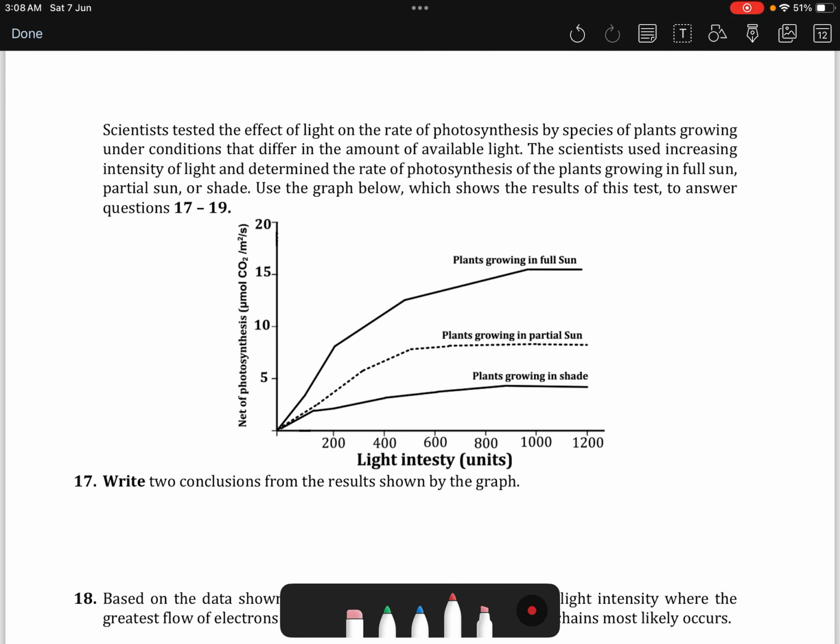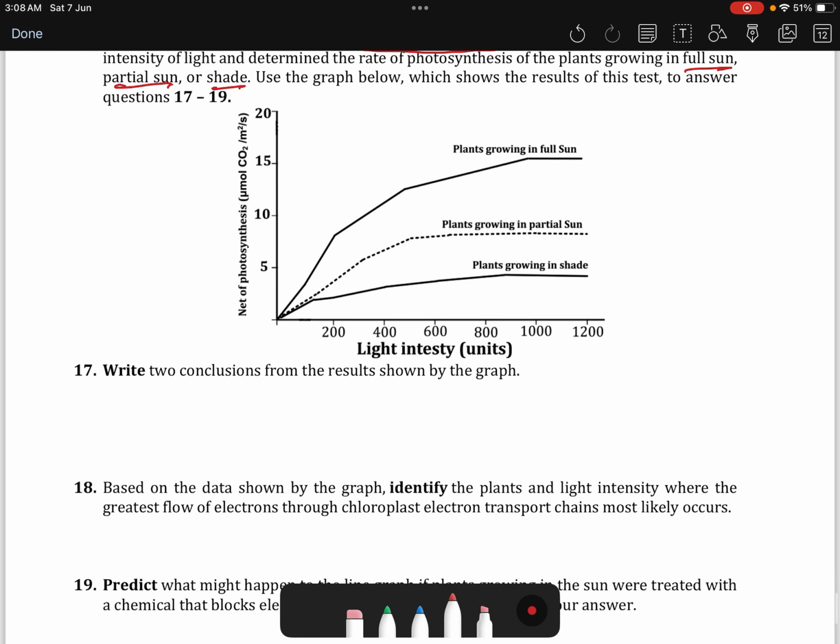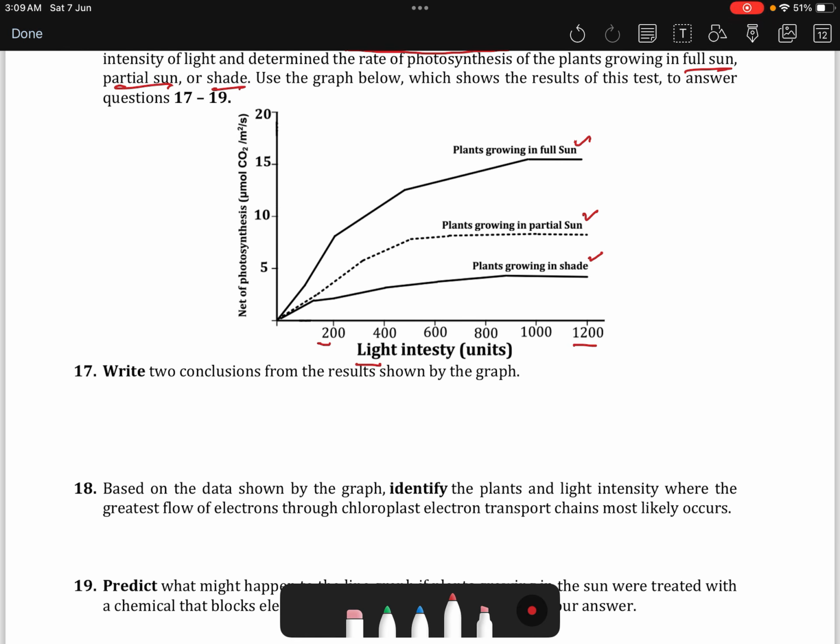so scientists tested the effect of light on the rate of photosynthesis by growing species of plants in different conditions. Different amounts of light are provided. The scientists used increasing light intensity to determine the rate of photosynthesis in full sun, in partial sun, or in shade, and used these graphs to answer the questions. So here it is light intensity, increasing from 200 to 1200, but the plant is kept either in full sun, in partial sun, or in shade. Okay, write two conclusions that you can draw from this graph. What are the two conclusions that you can answer from this graph?